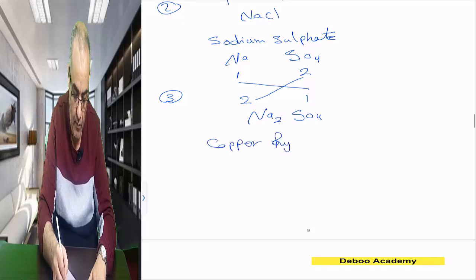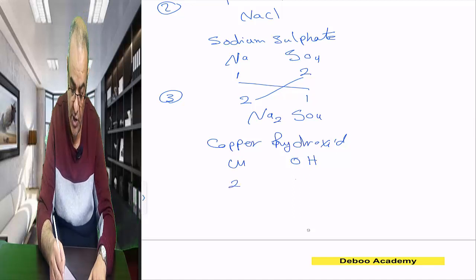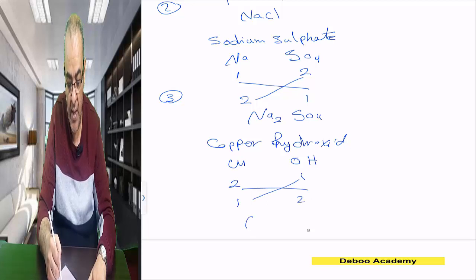Copper is Cu, hydroxide is OH. The valency of copper is 2 and the valency of the atomic group OH is 1. Cross 1, 2. So the formula will be Cu(OH)2.